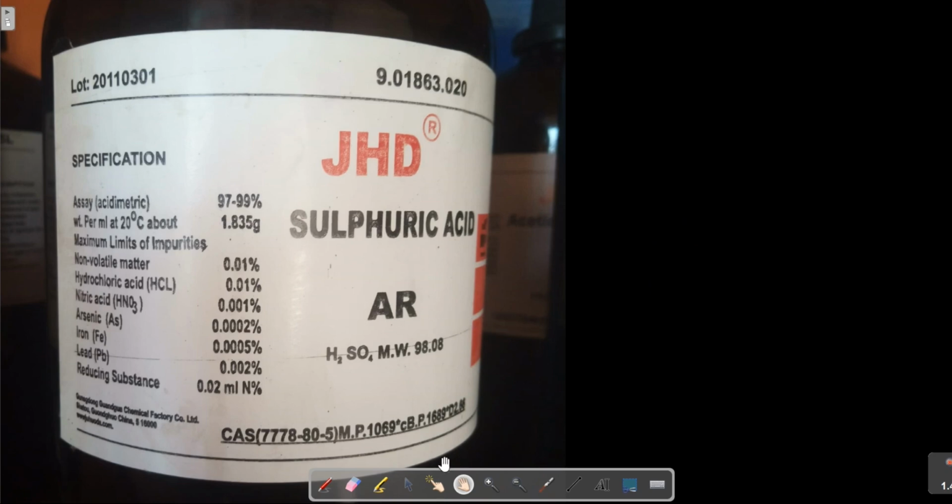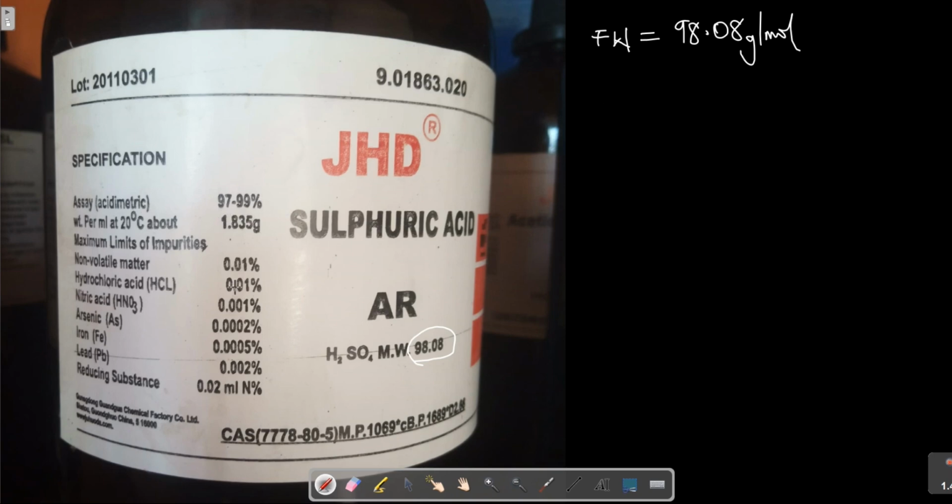Now this sulfuric acid, as usual, the major thing you need to get first, in the case of sulfuric acid, we start first by determining the formula weight. The formula weight for sulfuric acid, you can see it here to be 98.08 grams per mole. Then the next thing you get is the percent concentration.